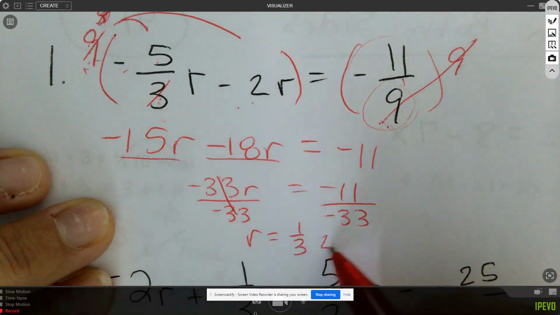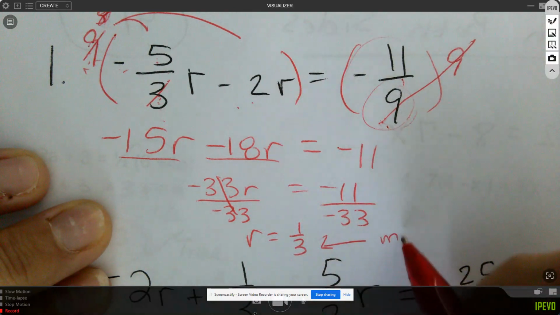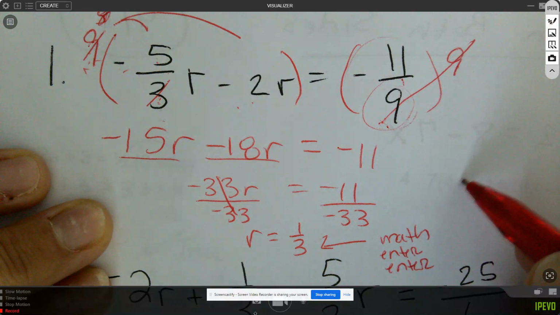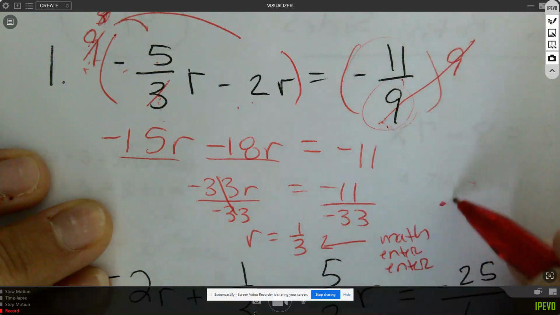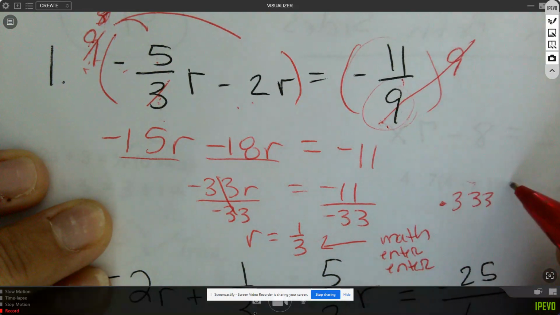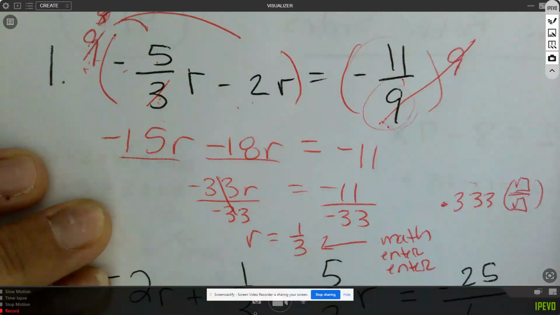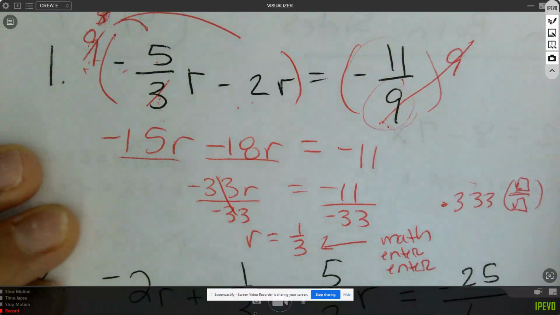Now, if you don't know how to get a fraction in your calculator, in our calculators, you'll hit math, enter, and then enter. In Desmos, there's a little button by the answer that looks like this. You'll click that button and it'll give you a fraction of it. It's got a box on top of a box.